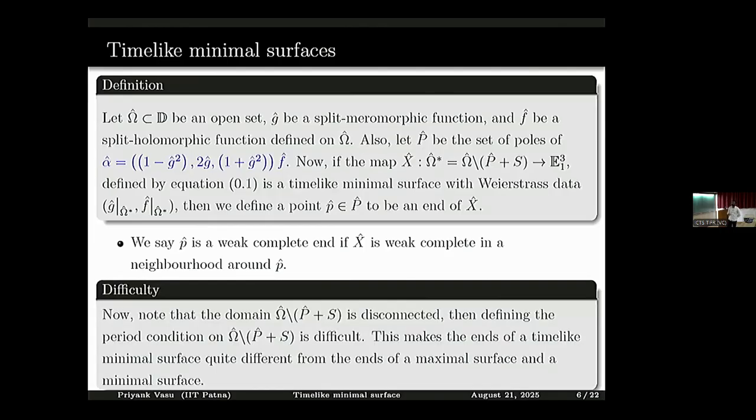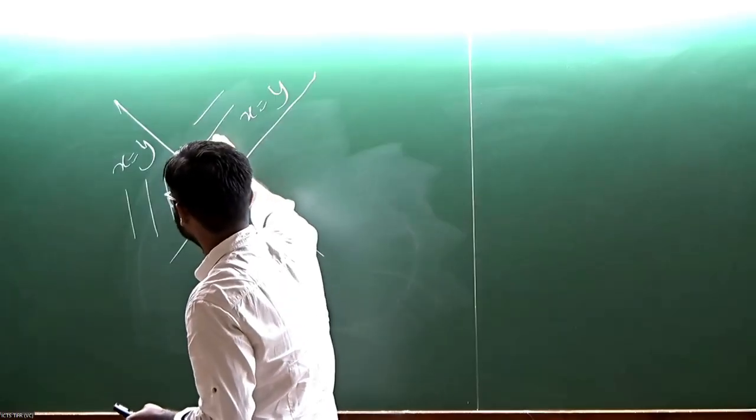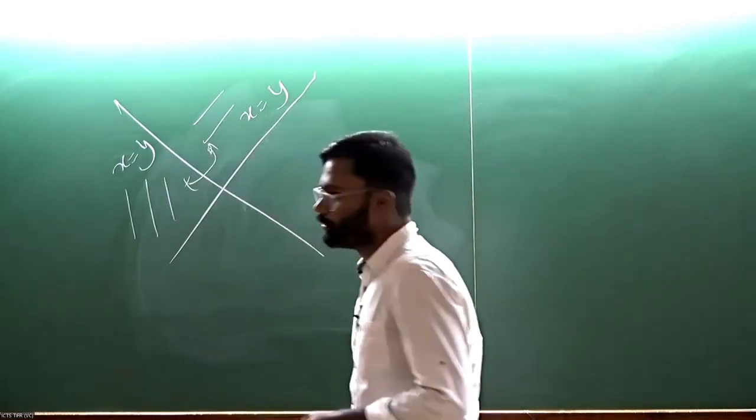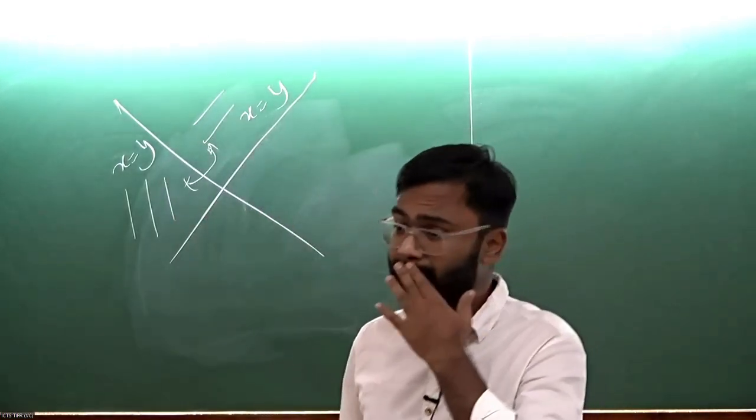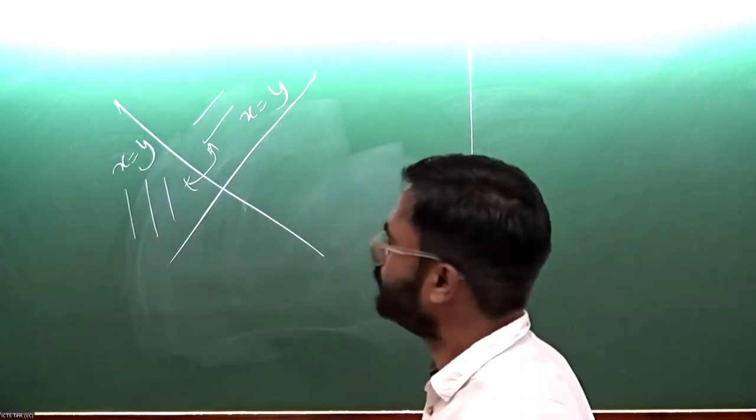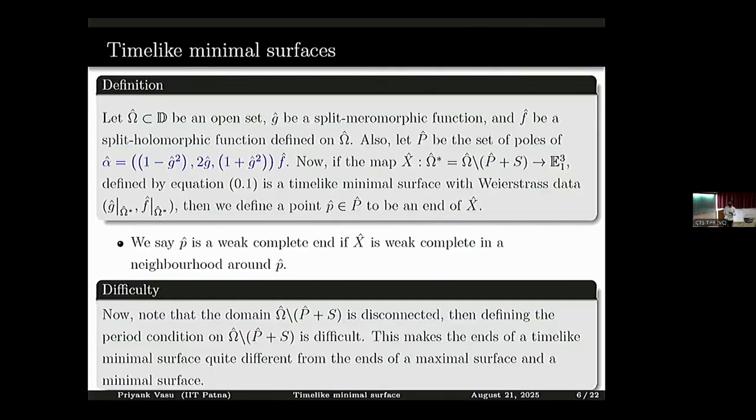Now, the difficulty in defining such a time-like minimal surface is that the domain itself, having ends, becomes disconnected. Each disconnected component is connected, so whenever we define the closed loop there, that portion is well defined, and the surface is well defined, but there seems to be no relation between these two. So defining the period condition here and solving it becomes a little bit more difficult.